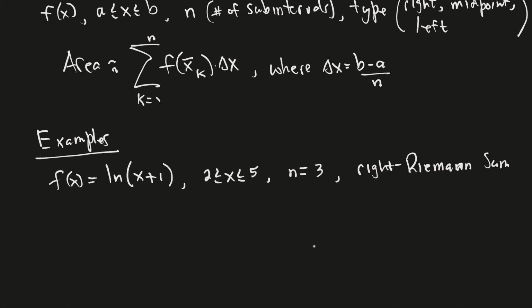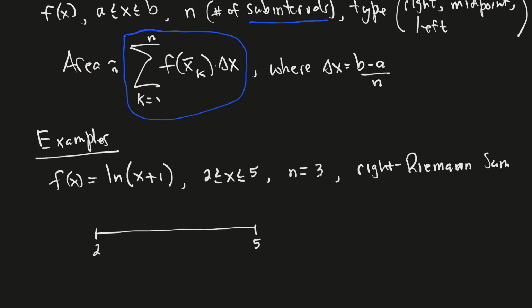Okay, so how do we go about working with this formula right here? Well, since it's essentially dependent on the subintervals, I always illustrate the steps in a process by first drawing this interval. So basically just a portion of the number line going from 2 to 5. And then based on this, I'll know how to split it up. So let's compute our delta x. Delta x in this case is 5 minus 2 over 3.